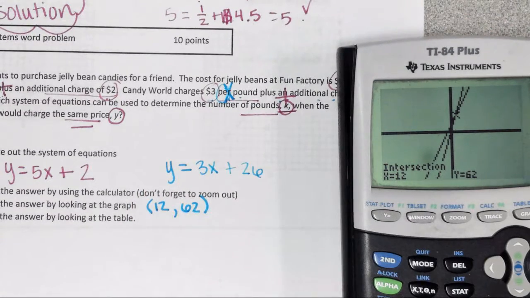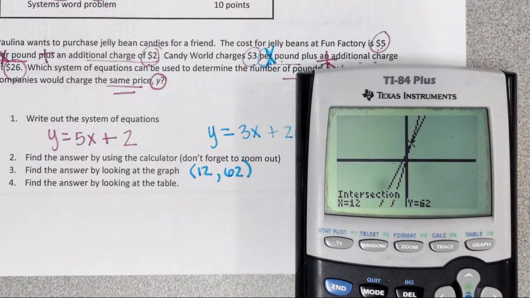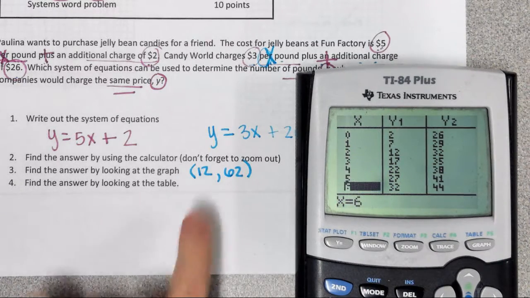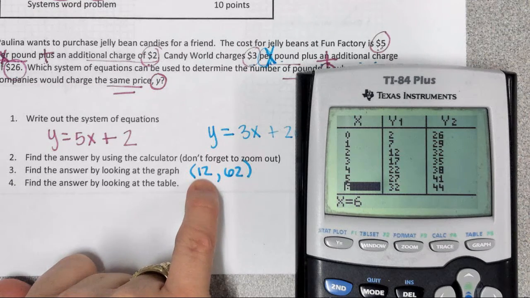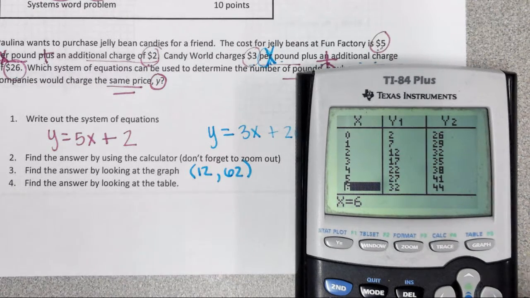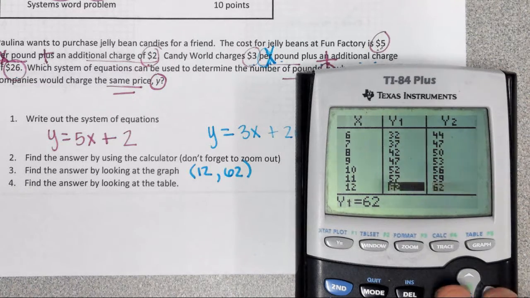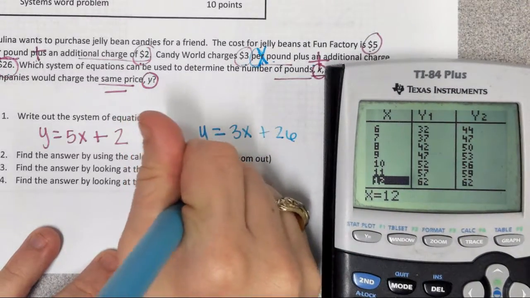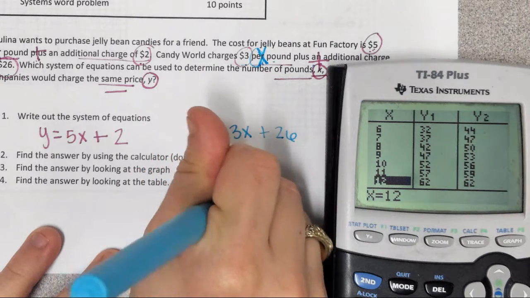Now we're going to verify that. We're going to check that by looking at our table. So I hit second graph, and I'm going to scroll to where my answers are the same. We know we're looking for the 12 in our X value, so I'm going to scroll to 12. We have 12, 62, and 62. So that tells us that because these two values are the same, that's where our solution is. So in our table, we verified that it is 12, 62.